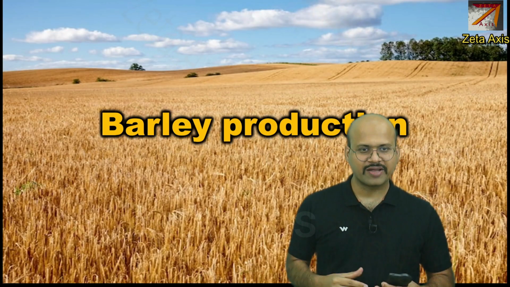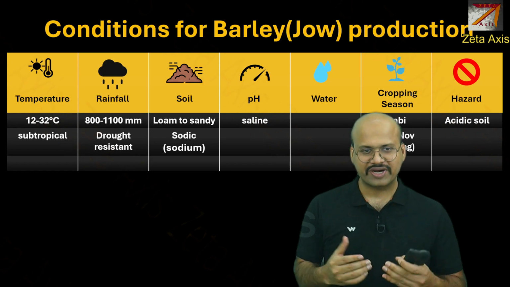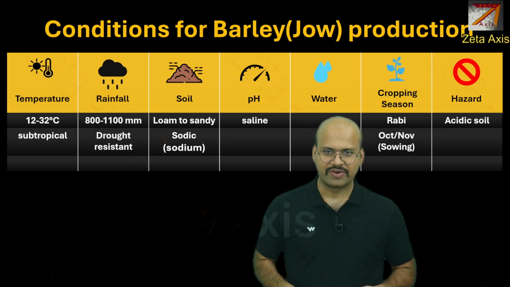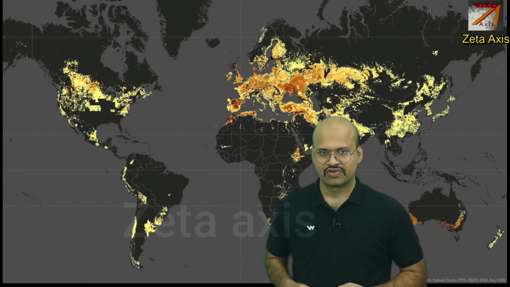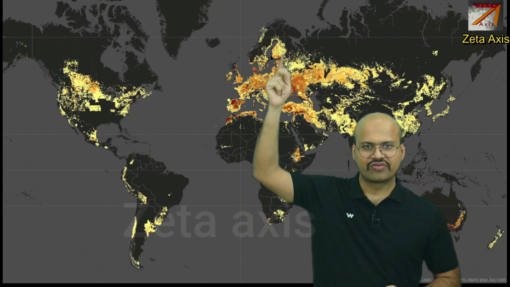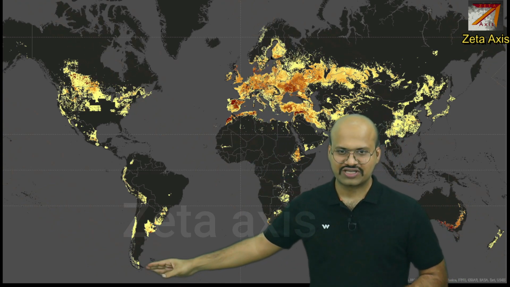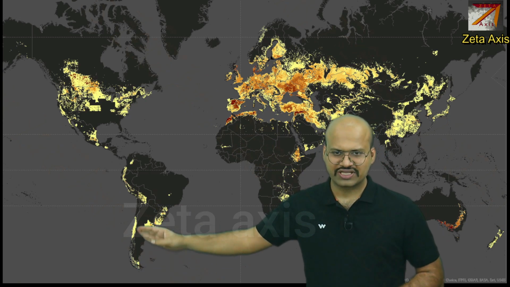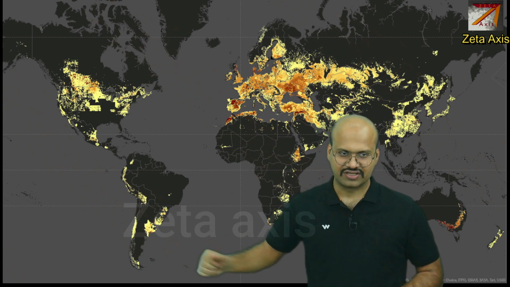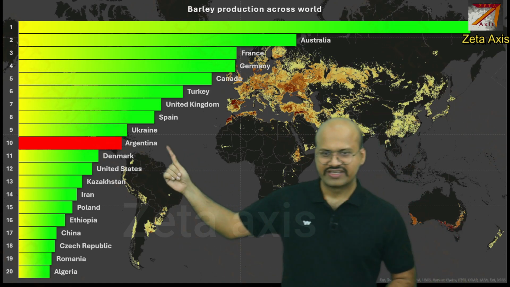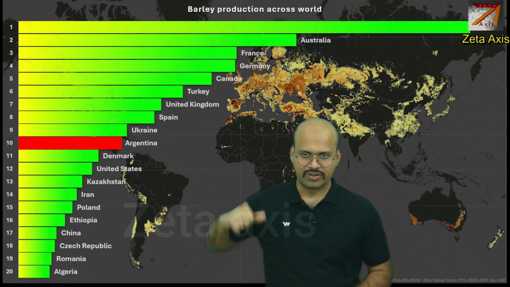Now let's see barley production. Barley is a crop of the temperate region which can be grown in a cooler atmosphere with a lesser requirement of water. We can see that the barley cultivation zone extends to Norway and Sweden, so it can be grown in higher latitudes. Here in South America it is grown in the southern states of Argentina. If we see the global standing, Argentina is at 10th position among the global producers.